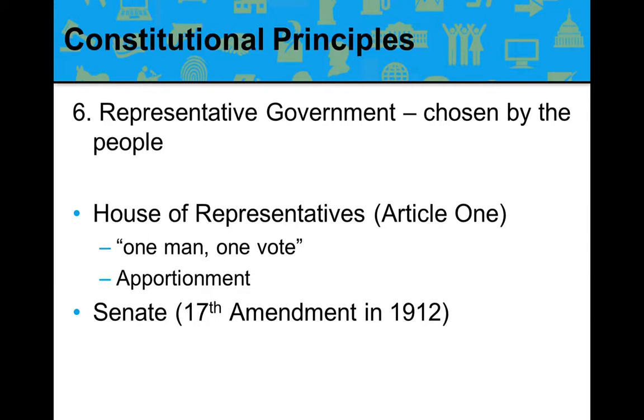So after each census, if people have moved around in the United States, some states may gain seats in the House and others may lose seats in the House. So that 435 members in the House is all apportioned depending upon population. And so when population moves, then every 10 years, some states may gain seats, some states may lose seats.